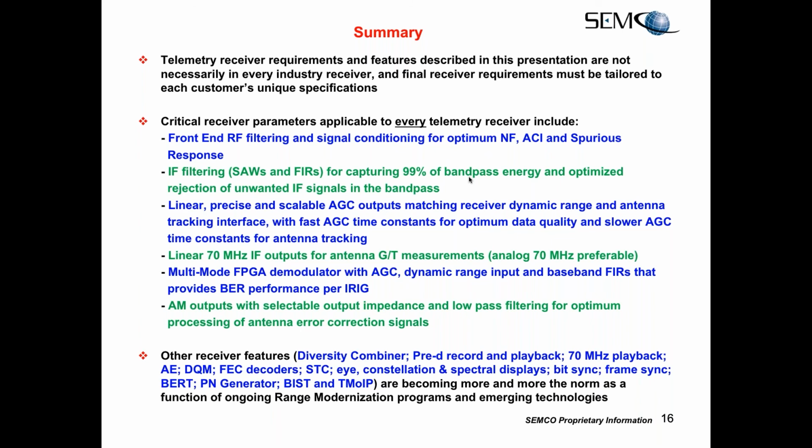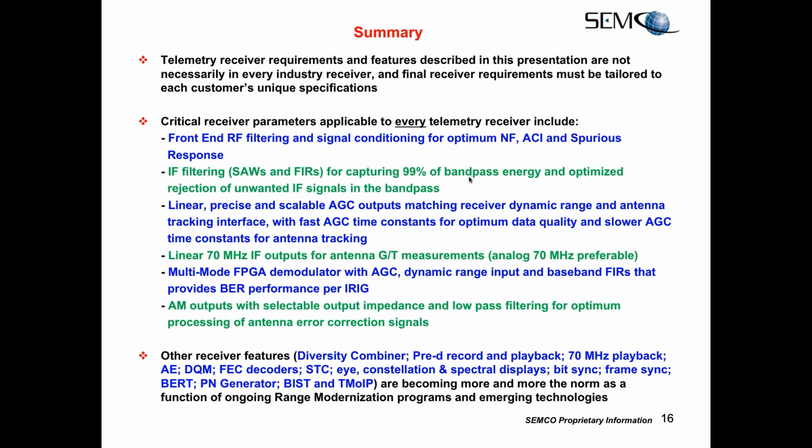You want to make sure that the receiver provides linear 70 megahertz IF outputs to provide your antenna G over T measurements. In the industry, analog 70 megahertz is preferable. Reconstructed digital 70 megahertz tends to provide some problems in that regard. You want to have the capability for a multi-mode FPGA demodulator with AGC, dynamic range input, and also baseband FIR capability that provides your BER performance per IRIG.